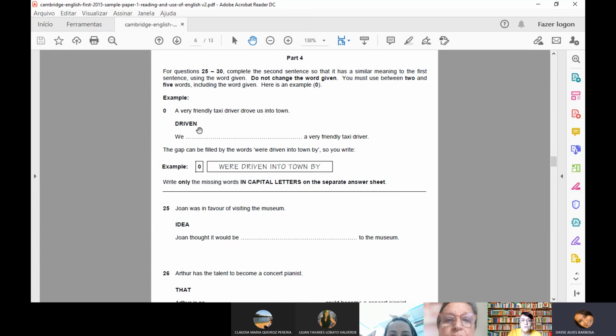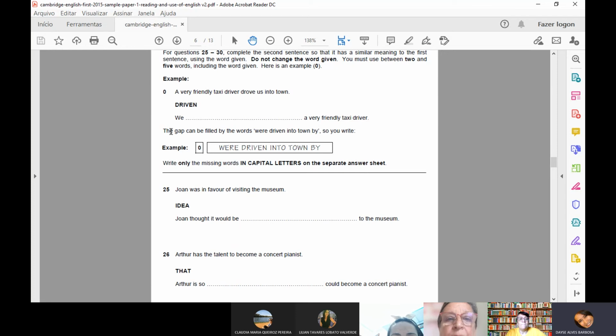So you have to use the word driven. You can't change it. You can't use drive. You can't use drove. You have to use driven. And they also say you must use between 2 and 5 words. So the minimum is 2 words. The maximum is 5 words. If you write 6, you're going to have a 0 on this question, on this option here. So how can it be done? See, a very friendly taxi driver drove us into town.